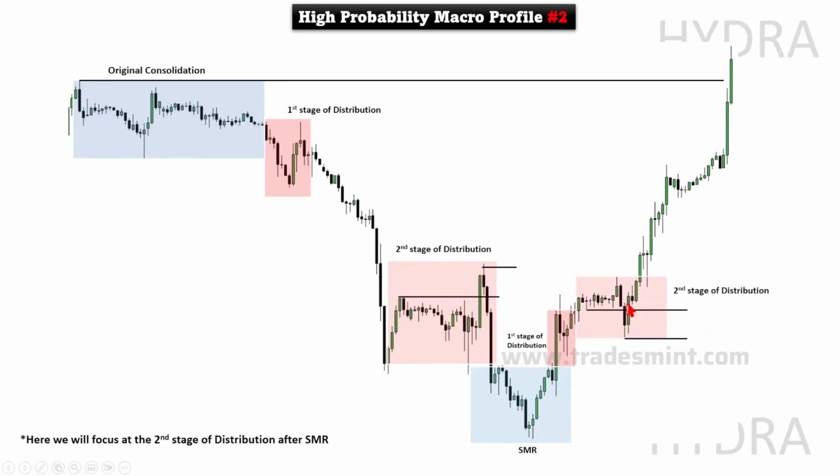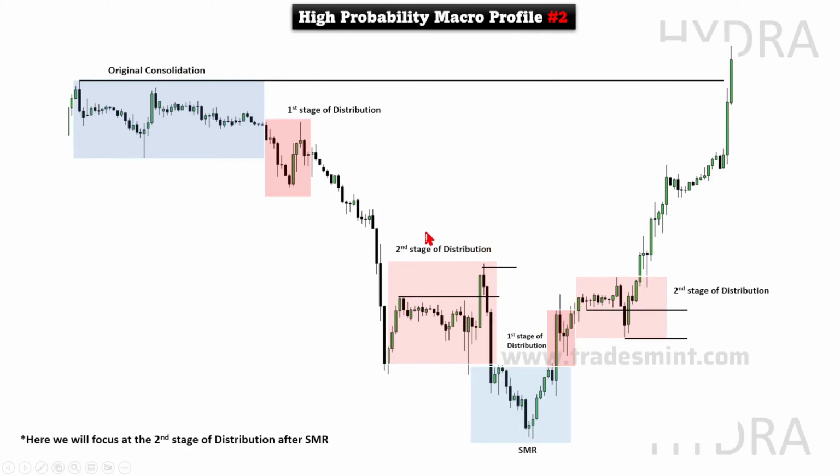Now this is our second stage of distribution. Now look close. Where did it happen? Near to the previous stage of second distribution from this market cycle here, right? So isn't it easy? Isn't it getting easier? All of this you are outlining in hindsight. Now the only thing you are waiting for is price to form a first stage distribution.